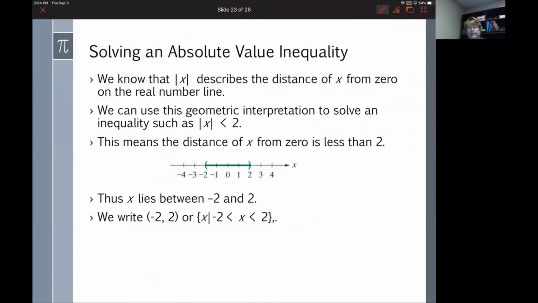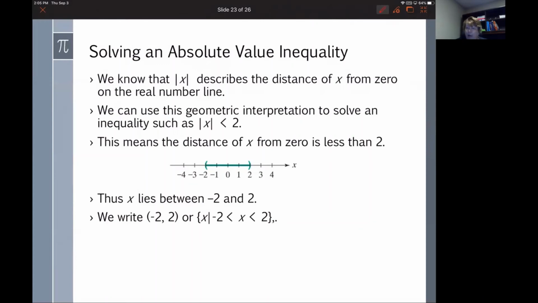All right, absolute values. You know that the symbol straight line, x, straight line, describes absolute value, and absolute value is defined to be the distance that number is from 0 on the number line. So we can use this geometric interpretation to solve an inequality such as the absolute value of x is less than 2. So what's that mean? That is read that the distance some number x is from 0 is less than 2.